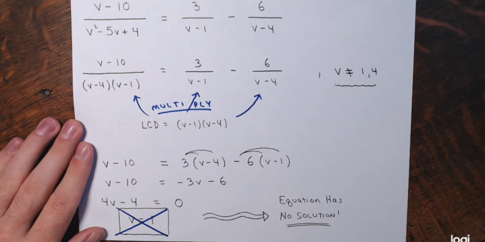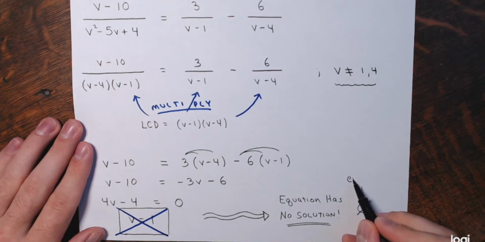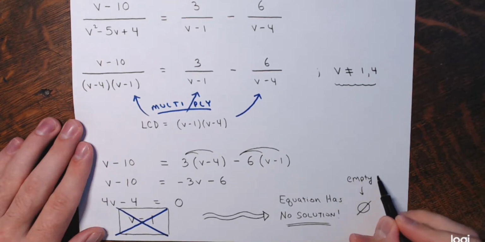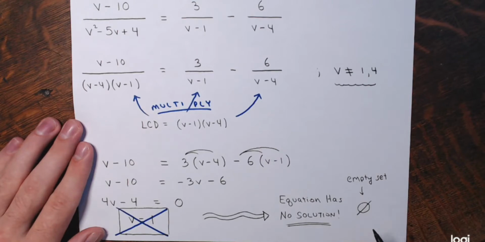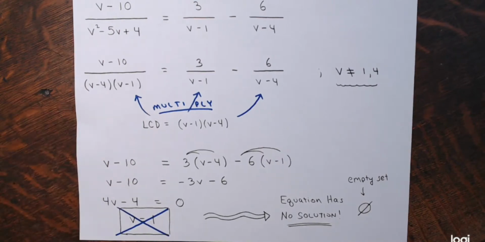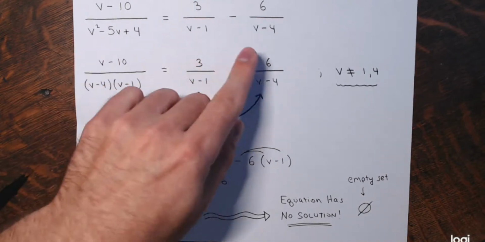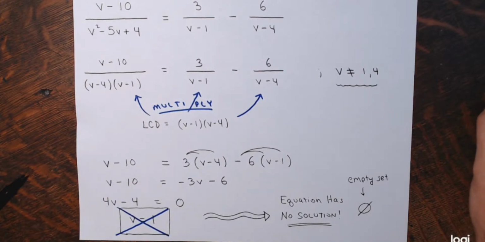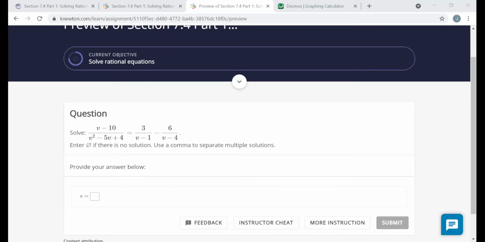Alright, and what you're going to be entering is that circle with a slash through it, right? This is called the empty set. The set with nothing in it. That tells me there's no number that makes this statement true. There's no value that you could replace v with and make the original equation a true statement.